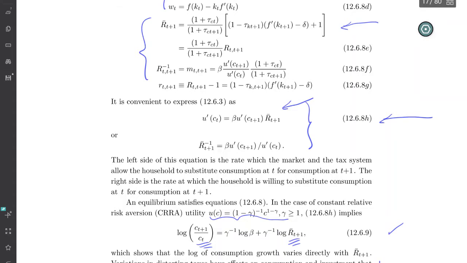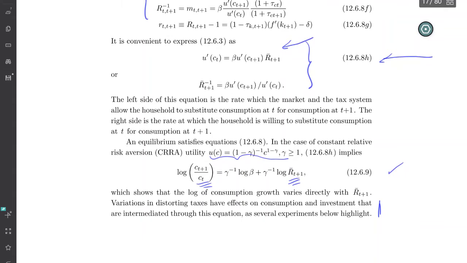So look at this sentence. Variations in distorting taxes have effects on consumption and investment that are intermediated through this equation. So this equation always has to hold, and both C and R sequences adjust to make that hold.